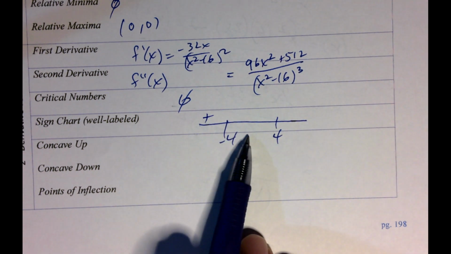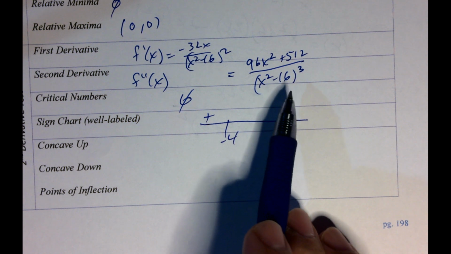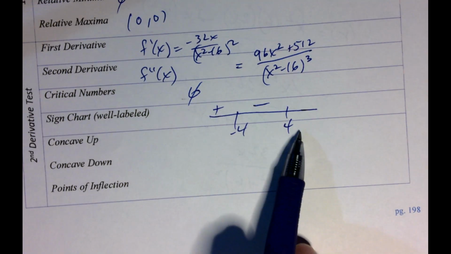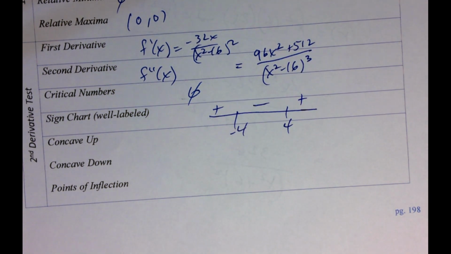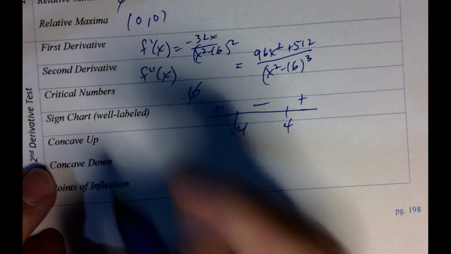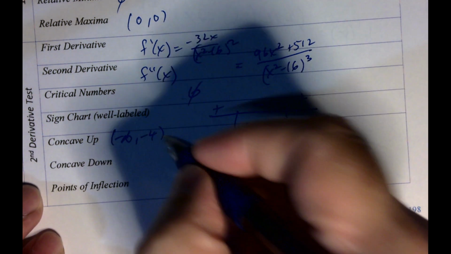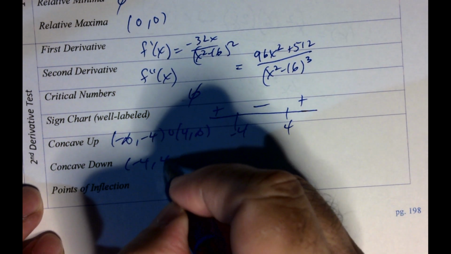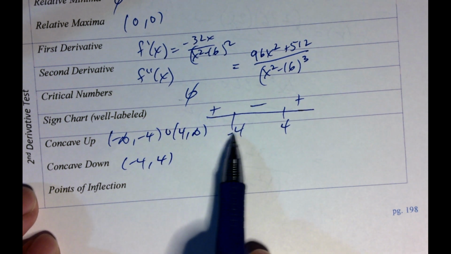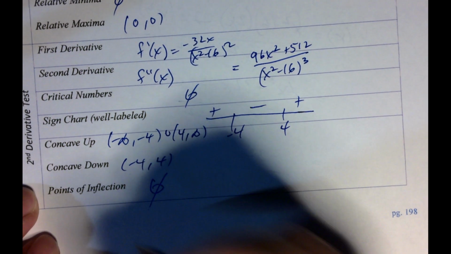Plug in 0, right? 0 is between negative 4 and 4. That becomes negative 16 to the third, which is a negative number. So it's negative. Plug in 5. Same effect as plugging in negative 5. It's going to be positive. If you're not sure about that, go ahead and do it yourself. All right? Concave up between negative infinity and negative 4. It's concave up between 4 and infinity. And it's concave down from negative 4 to 4. Now, it is changing concavity at x equals negative 4 and 4, but that was a break in the domain, so it's not considered a point of inflection, so you have no points of inflection.